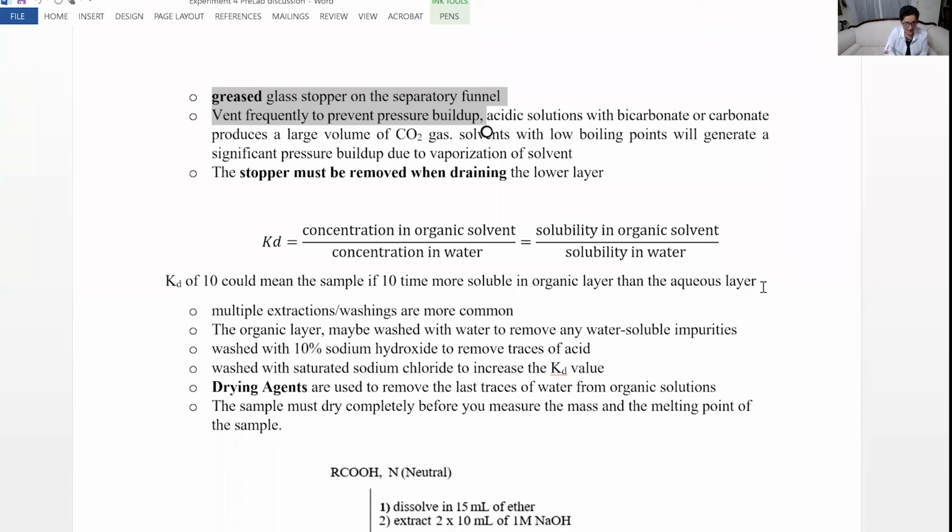When the procedure is asking you to wash the organic layer with water, that's just to remove any water-soluble impurities. So if there are water-soluble impurities, you wash it with water. When it tells you to wash with sodium hydroxide, that's to remove traces of acid.